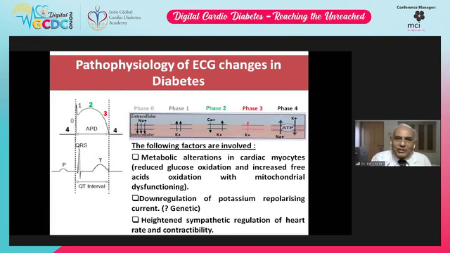During either phase 2 or 3, there is a reduced amount of leakage from the intracellular compartment to the extracellular compartment. The transfer process is somewhat defective, leading to down regulation of the potassium repolarization current, which is responsible for the repolarization abnormalities like the ST and T changes and QTc interval, etc. Heightened sympathetic regulation of the heart rate with contractility may be responsible for some of the changes. So this sort of understanding we should have at the baseline.